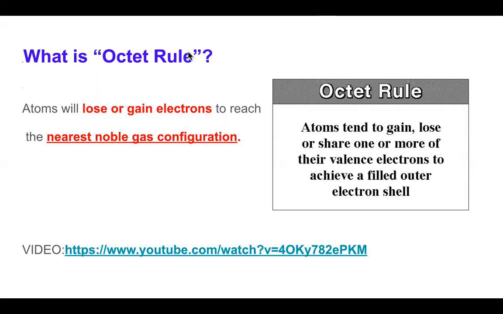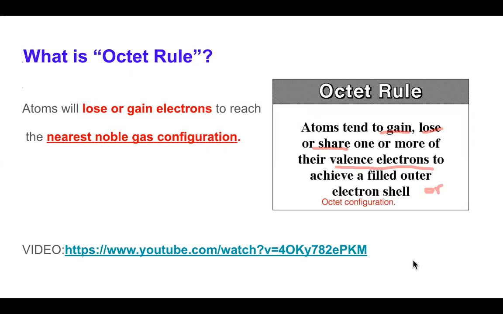So one more time, I'll highlight the important things. Atoms tend to gain or lose or share. They do any one of these things, gain or lose or share one or more valence electrons to achieve a filled outer electron shell, or I would say electron octet configuration. So this rule is called octet rule.